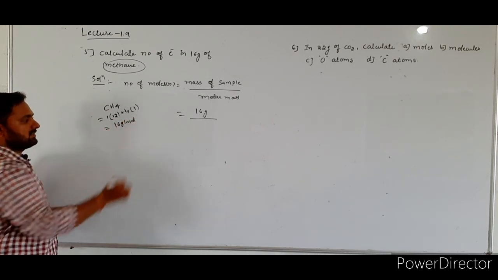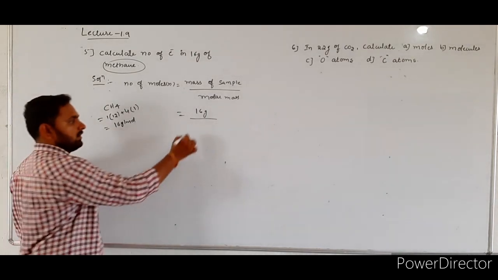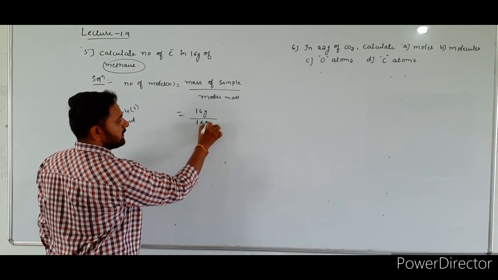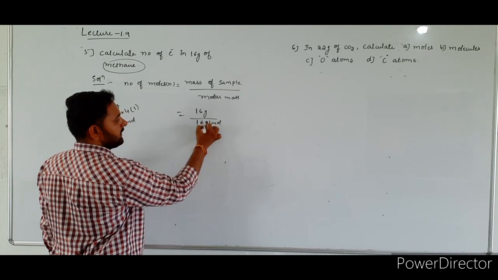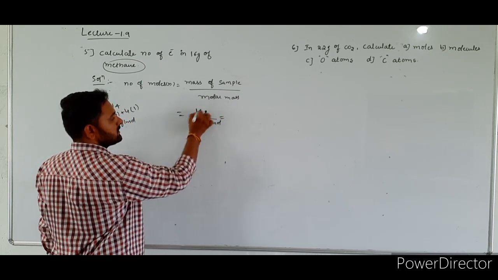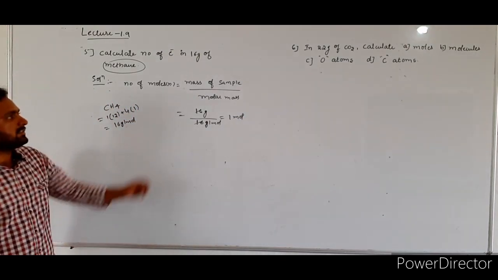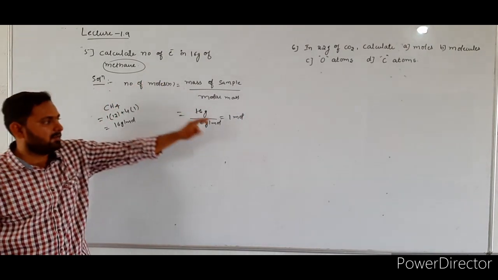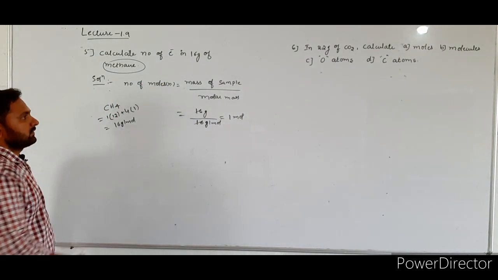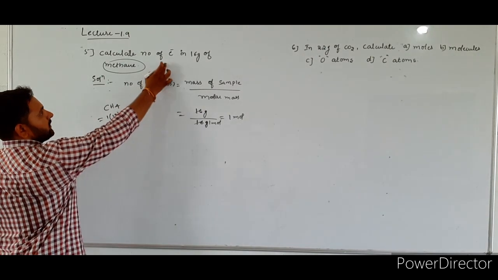What is the molar mass? 16 gram per mole. You substitute here 16 gram per mole. Gram gets cancelled, 16 by 16 is 1 mole. How many moles are present in 16 gram of methane? There is 1 mole. Now he is asking about electrons.